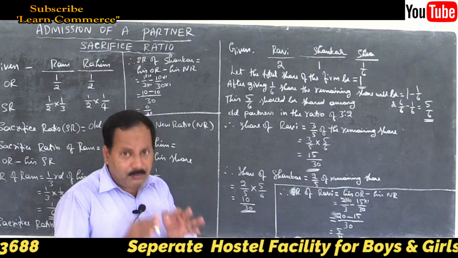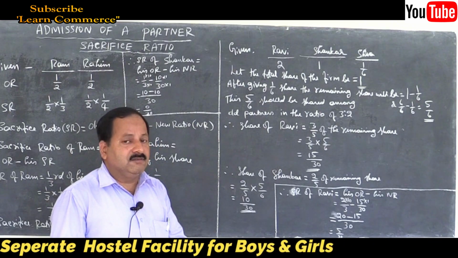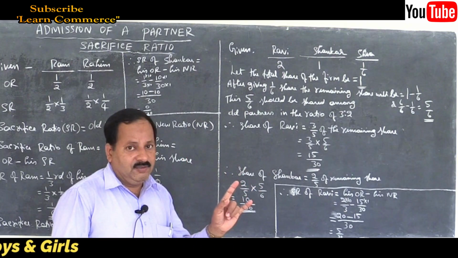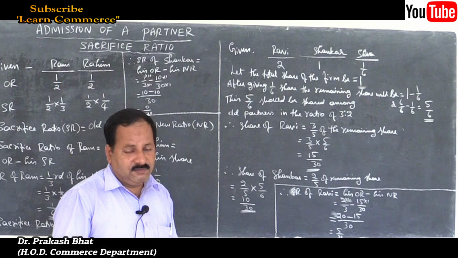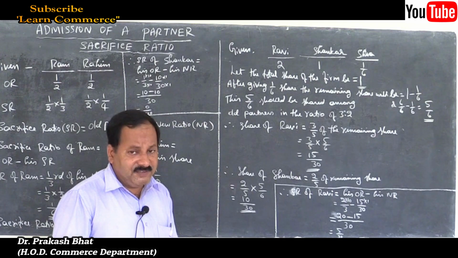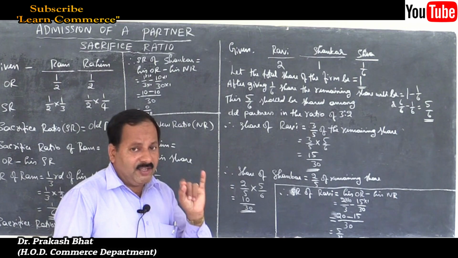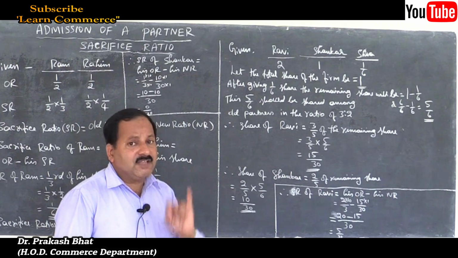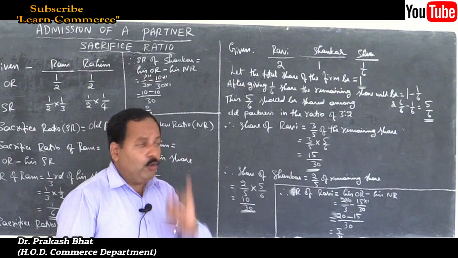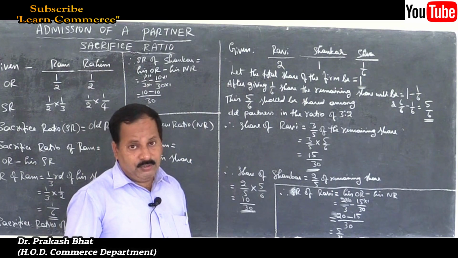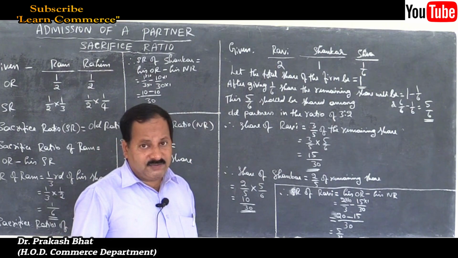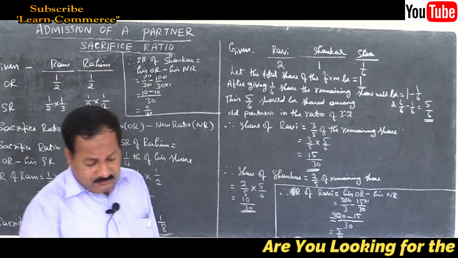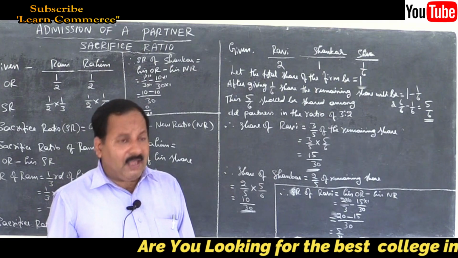So that you have to write in one full sentence. Remember, that is the conclusion of your solution. That is the final answer. Write in one sentence, that is, the whole share given to Shiva is sacrificed by Ravi alone. Yes, that's all. So with this, your sacrifice ratio comes to an end.